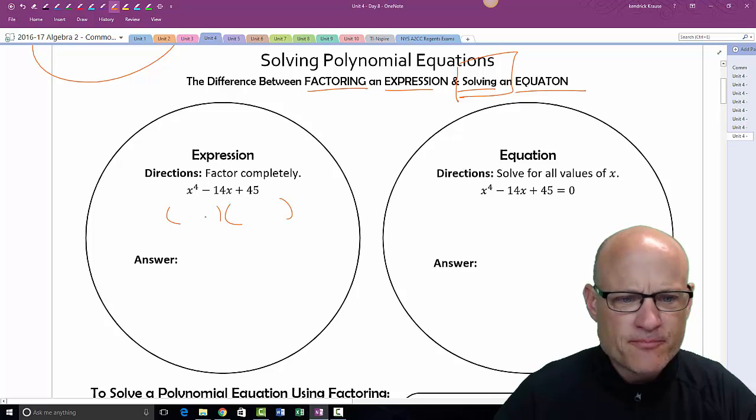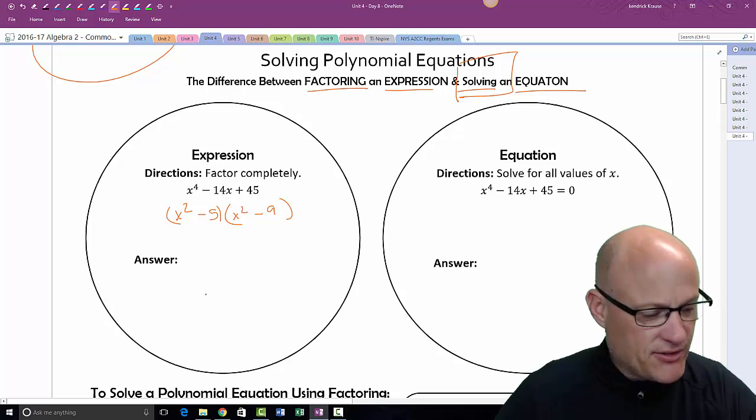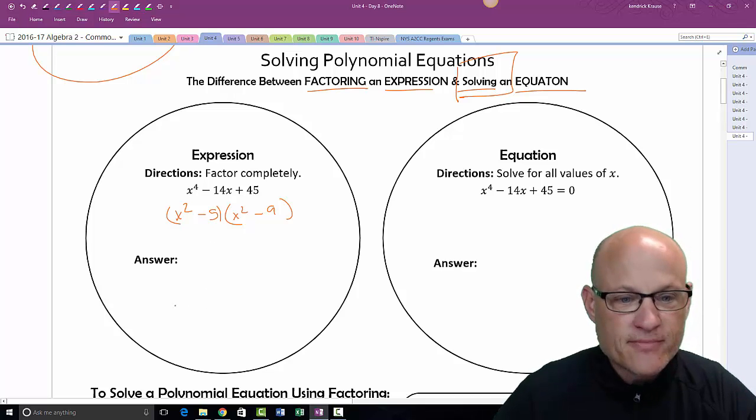Two sets of parentheses. X squared, x squared. This is plus, so they both got to be the same sign. In this case, they're both going to be negative. 9 and 5. So my answer for this one is x squared minus 5.